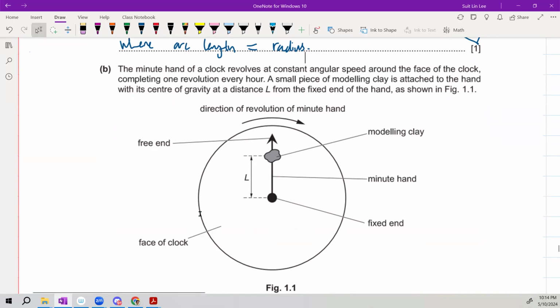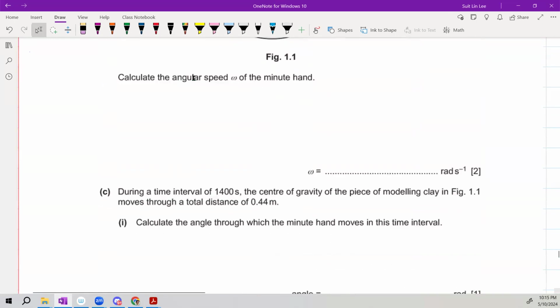Okay, so here we have a minute hand revolving at a constant angular speed. The minute hand for 1 revolution is 60 minutes on the clock. So completing 1 revolution every hour. A small piece of clay is attached to the hand with a center of gravity a distance L from the fixed end. Okay, so we stick a little bit of clay here and it's going to rotate. Okay, fine. Calculate the angular speed of the minute hand.